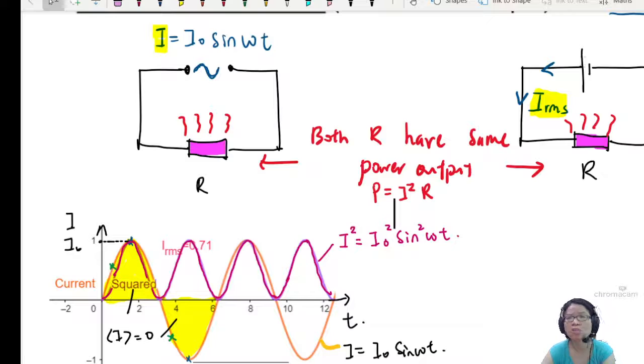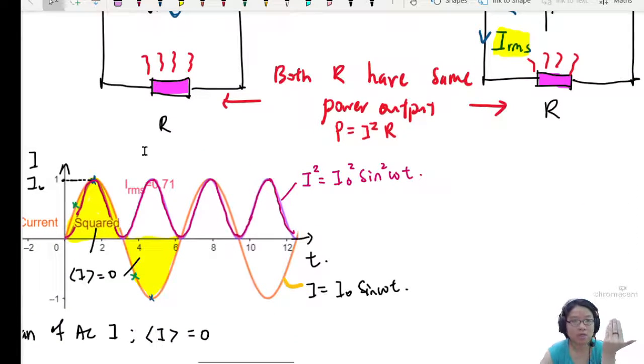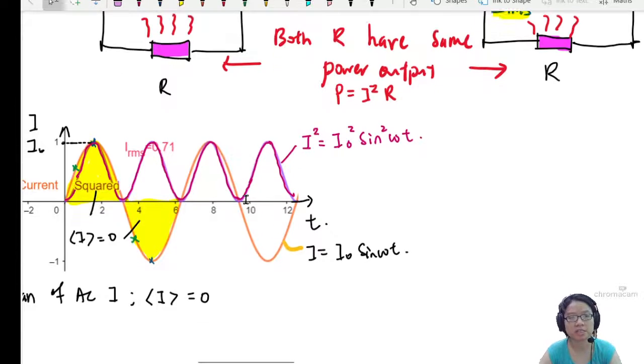Our resistor doesn't care whether your current is flowing from left to right or right to left. As long as there's current, the resistor will get hot. A resistor is a simple circuit component. So since the direction of current doesn't matter, I just need the magnitude, right? So squaring it will be a good enough representation for us at this point.